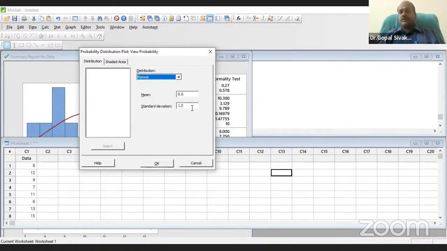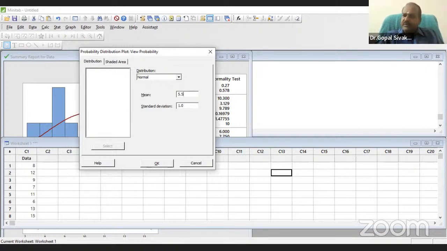So select the normal distribution. Any normal distribution will have a mean value and a standard deviation. Am I correct? Yes, sir. For example, consider people in India in the age group of 25 to 45. I think all of you are in that age group. Am I right? Yes, sir. What could be the height of people in India in the age group of 25 to 45? Average height of the people in India.